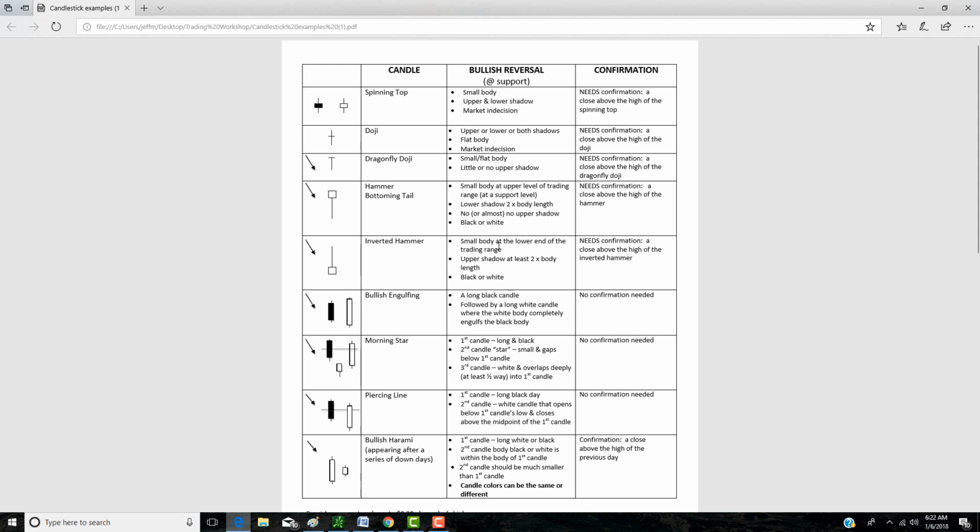Small body at the lower end of a trade. No, small body at the upper level of a trading range, right? Lower shadow, almost no shadow at the top. You see up here, there's almost no shadow, black or white. Needs confirmation. Again, this is not talking about entries and exits. But this is our nice hammer. Oh, look at this one right here. Okay, so anyway, these are candles we'll talk about later, but I wanted to point this out.